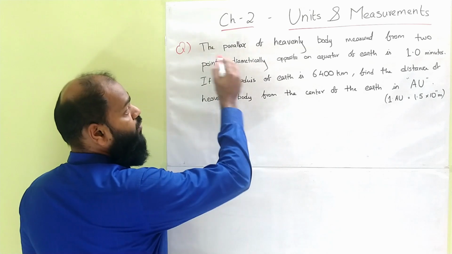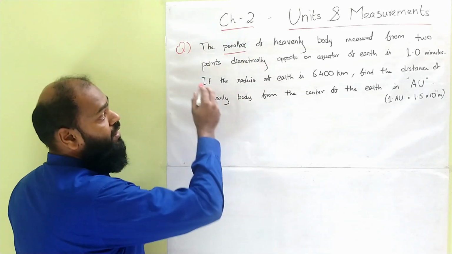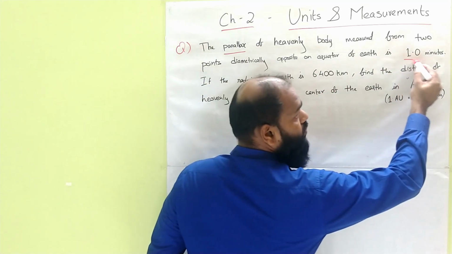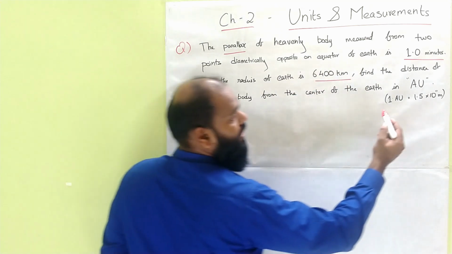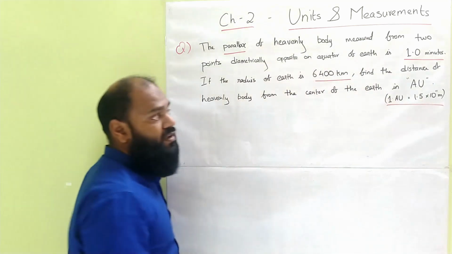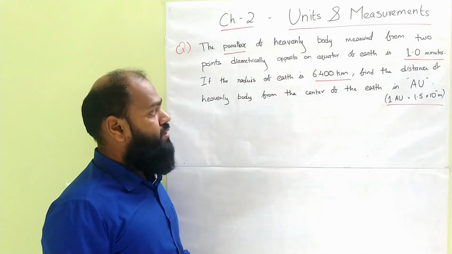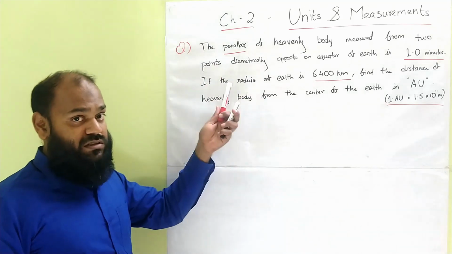You can see the question is based on the parallax method, right? Let's mark all the numerical values: 1 minute, 6,400 kilometers, and 1 AU equal to 1.5 × 10^11. What is 1 AU? AU means angstrom units. Now let's draw a diagram based on the information given to us in this question.